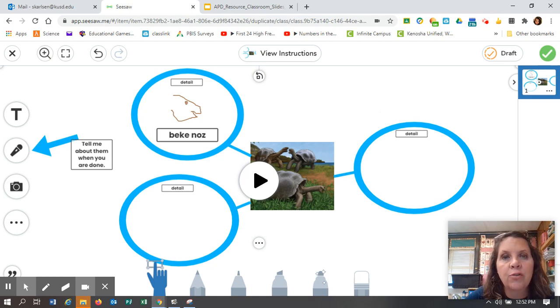So I want you to think about those body parts, and were they used to protect or keep it safe? Or did they use the body part to get food? So mostly the body parts were either used to get food or to keep it safe. So I want you to think about that. When you're all done, you're going to go ahead and click that green check and send your finished work off to me. Thank you.